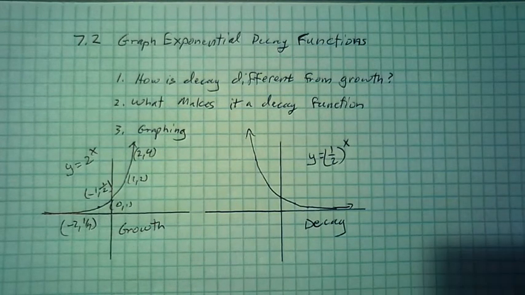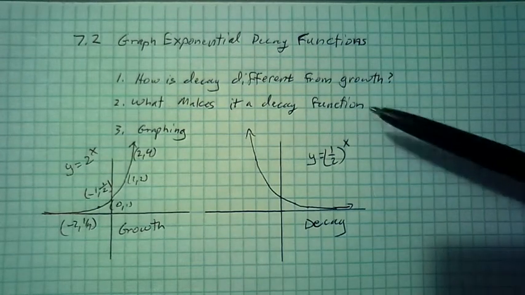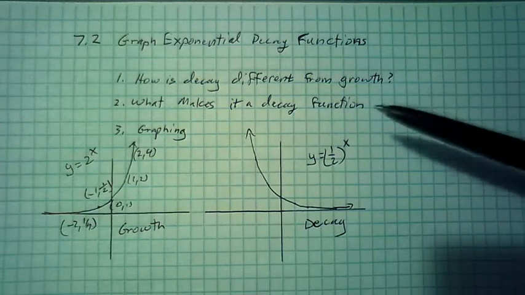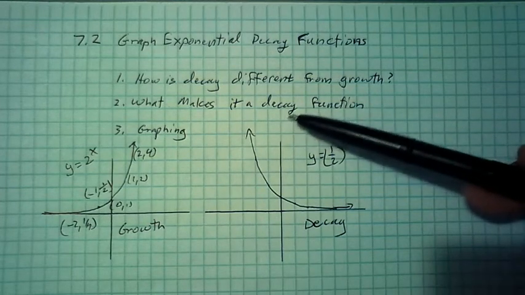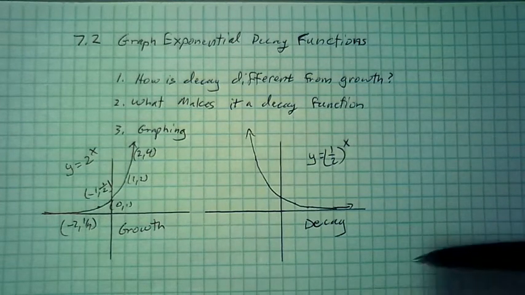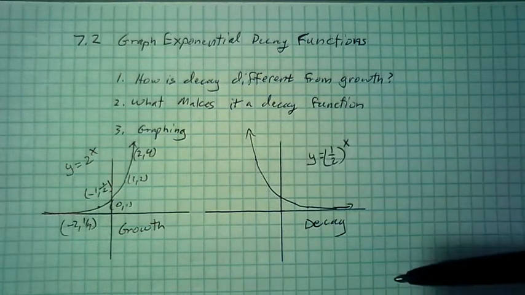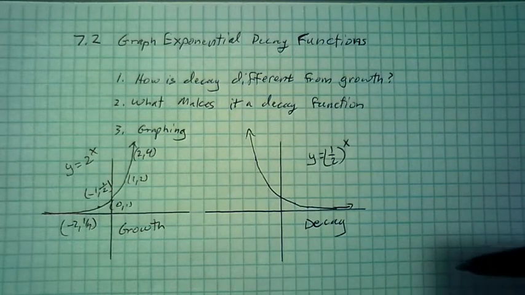Today we're talking about exponential decay functions. So the first thing we're going to talk about is how exponential decay is different from exponential growth. Then we're going to talk about how you can tell something's a decay function rather than a growth function from the equation. And then the third thing we're going to do is graph a few examples. That's really the entire lesson. So, right, question number 1, how is decay different from growth?